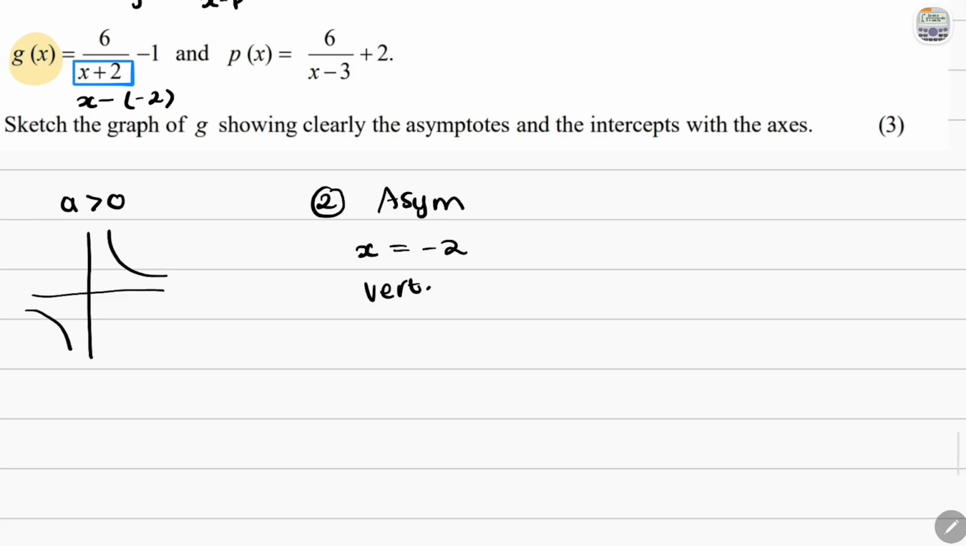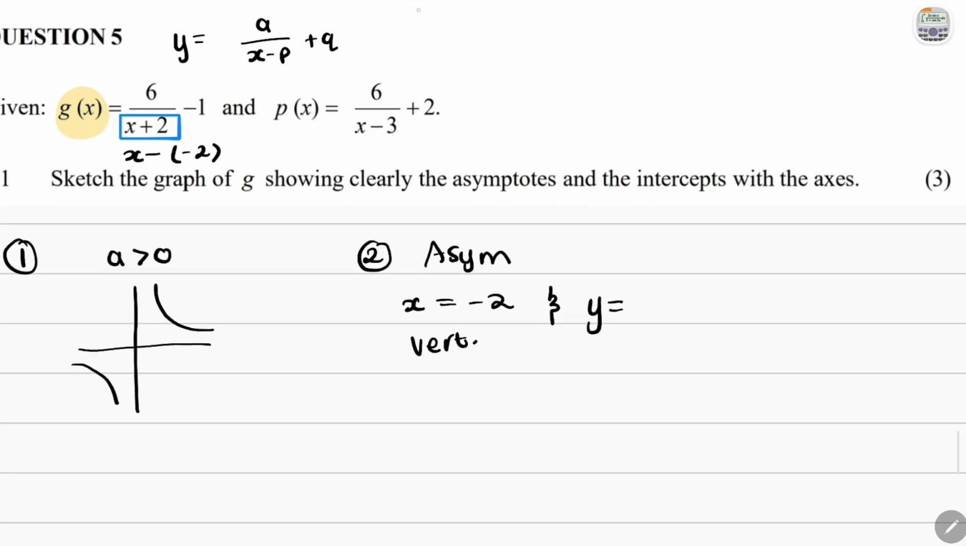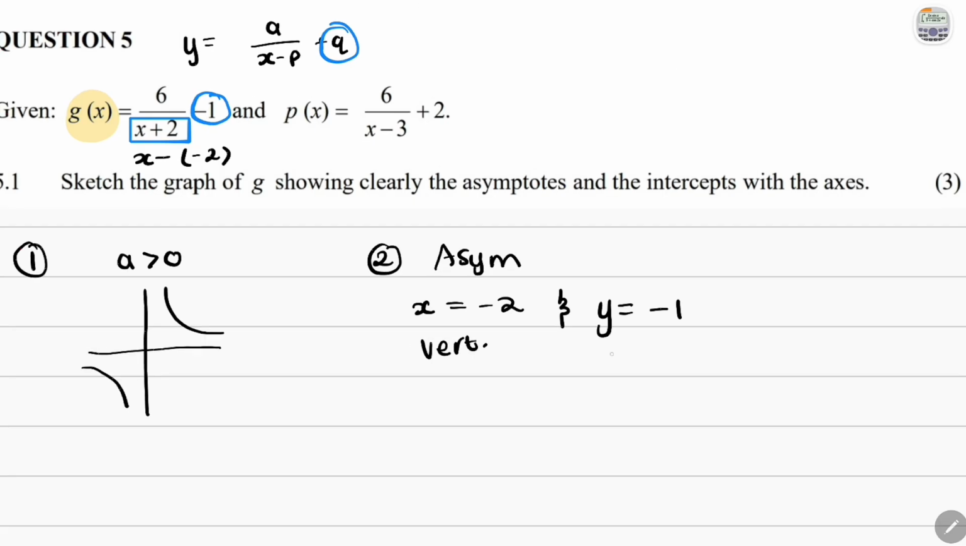And then the horizontal asymptote, that is a horizontal line. Horizontal lines have one particular y value, but multiple x values. So they start with y equals. So y is equal to the value of q. Whatever q is, and that is just -1. So y is equal to -1. So that is our horizontal asymptote.